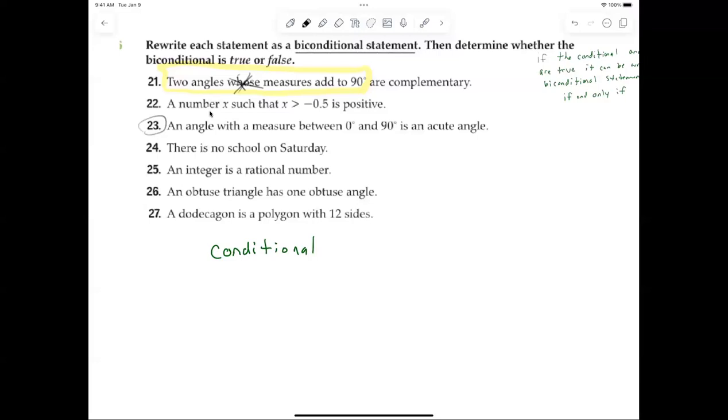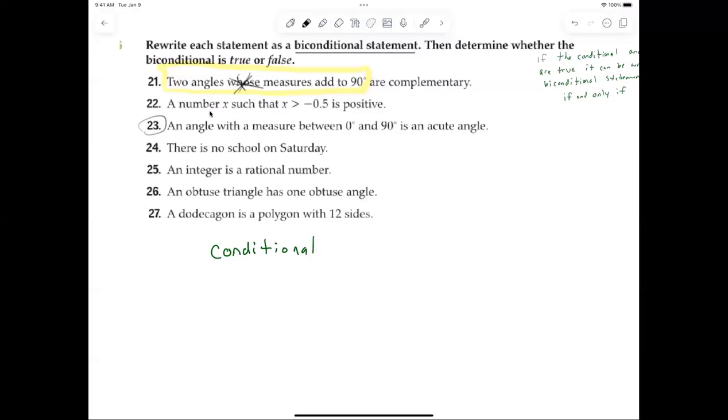The conditional would be: if an angle has a measure between 0 and 90, then it is an acute angle. Very good. The converse would be: if an angle is acute, then its measure is between 0 and 90. Let everybody write that down, and now you can tell me about the biconditional.